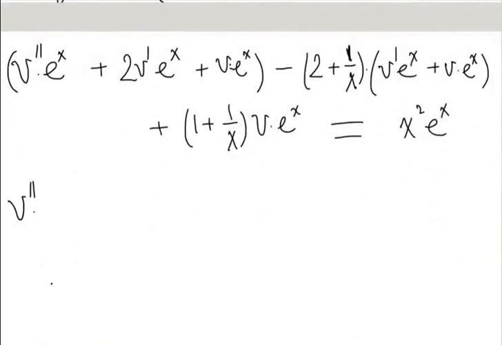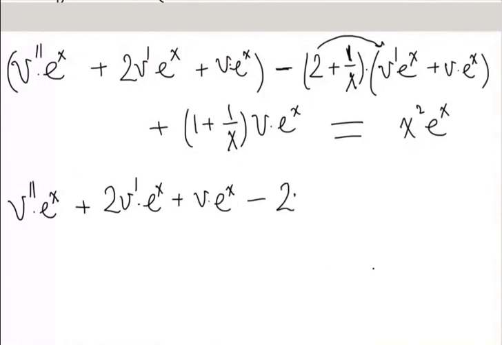We have v double prime e to the x. I'm just rewriting the first three terms here: 2v prime e to the x plus v e to the x. Then distribute. When we distribute, don't forget the minus sign. So it's going to be minus 2v prime e to the x minus 2v e to the x.